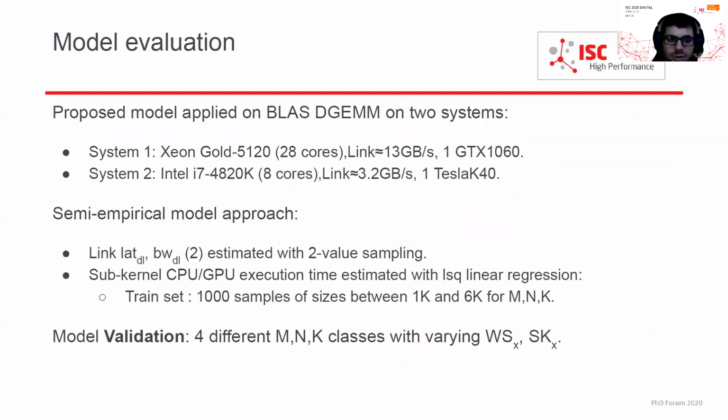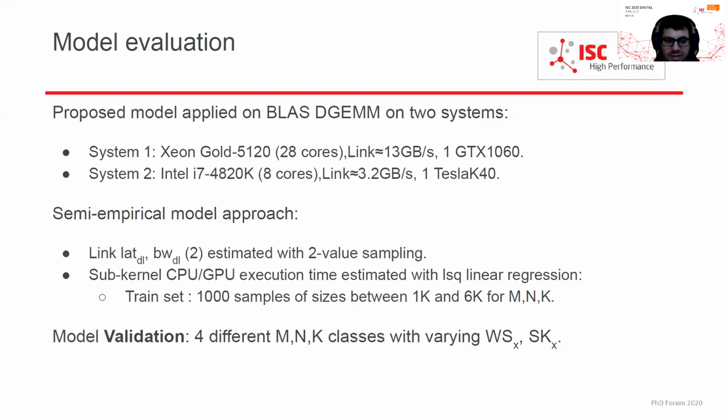We evaluated this model on a dense matrix multiplication on 2 different systems. For the model, we used the semi-empirical approach. We calculated the latency and bandwidth with 2-value sampling, and the subkernel GPU and CPU execution times with least squares linear regression on a train set of 1000 samples of sizes between 1000 and 6000 for M, N, and K.